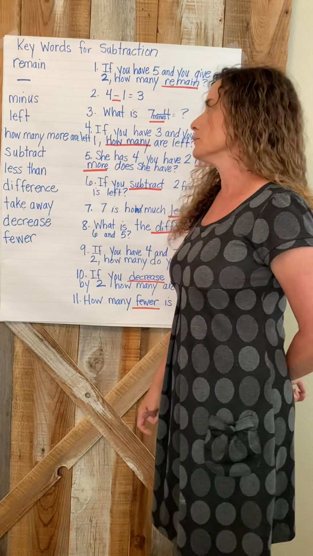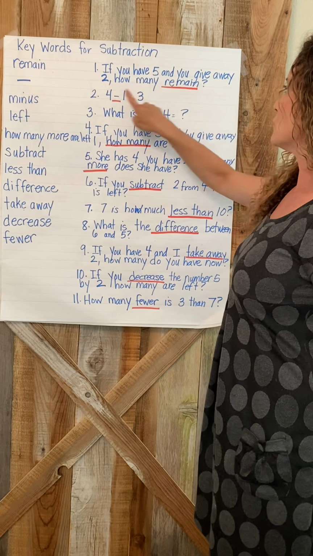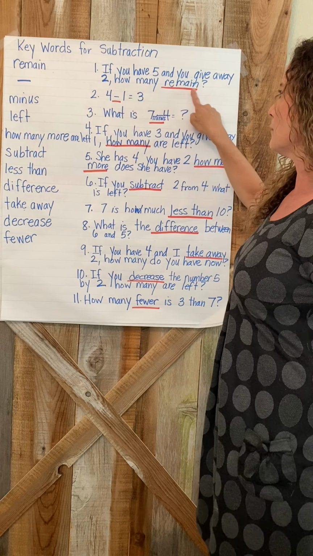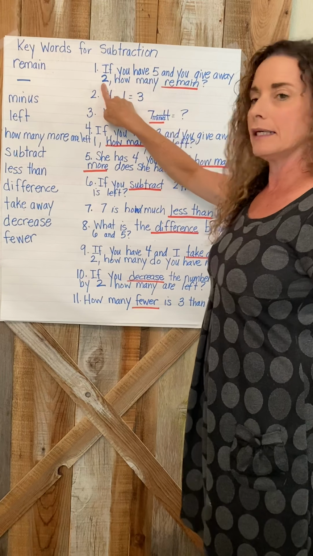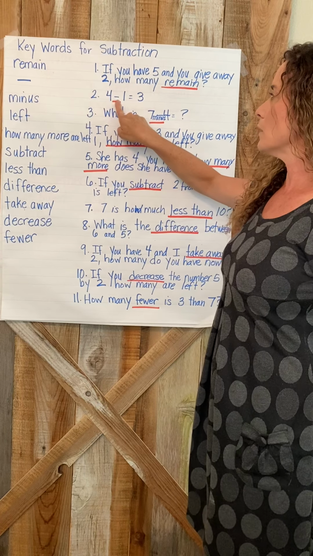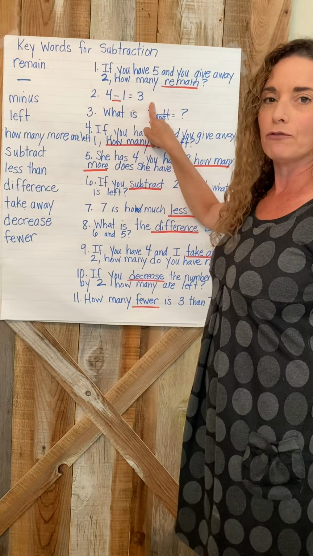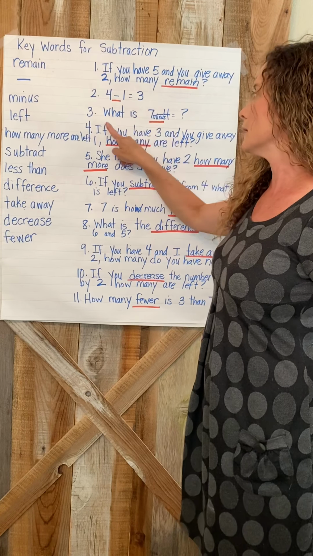So here's some examples. If you have 5 and you give away 2, how many remain? If I have 5 and I give away 2, 3 remain. 4, take away symbol 1, equals 3. That means I had 4 of something and I took 1 away.